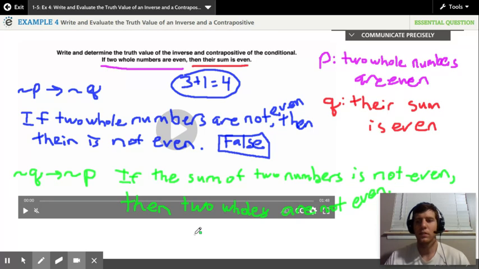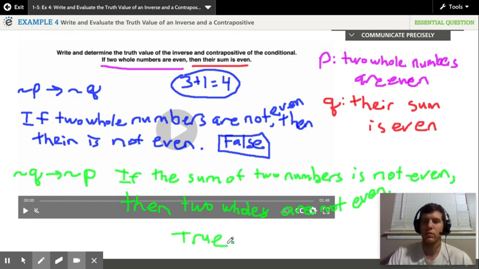Okay, now we need to assess the truth claims to that. So if the sum of two numbers is not even, so let's take a sum like 7, then the two whole numbers are not even. That's going to be 4 plus 3 or 5 plus 2. So if we try another example, like 15, we're not going to come up with two whole numbers that are even. So we're going to have to say this is true, right? We need an even and an odd number to add up to an odd number.